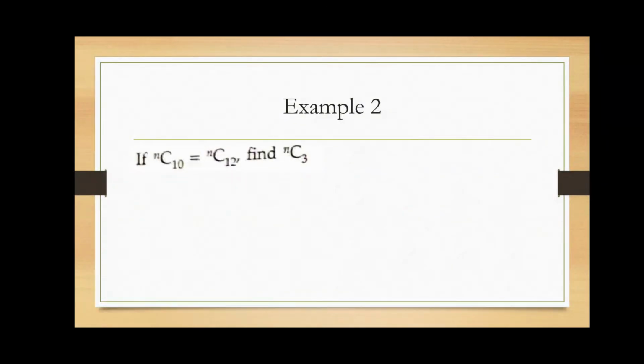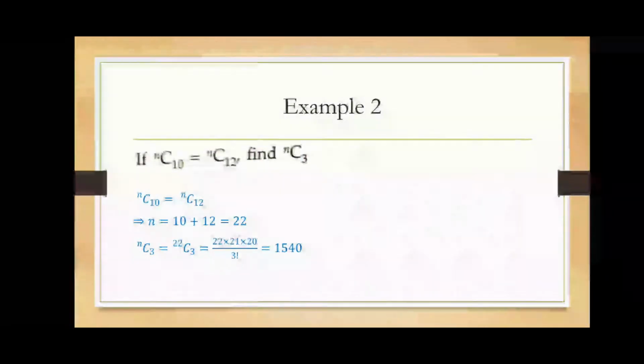NC10 is equal to NC12, find NC3. In the same way, you can see NC10 is given equal to NC12. So therefore, what is n? N is equal to 10 plus 12, that is 22. And similarly, if you are trying to find 22C3, just see how I have done this. I have exactly made use of the formula.